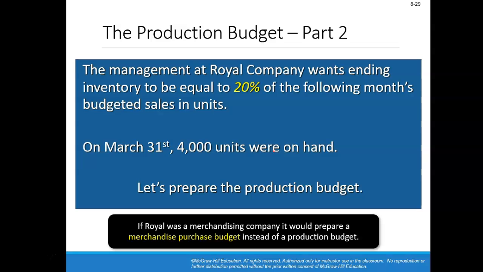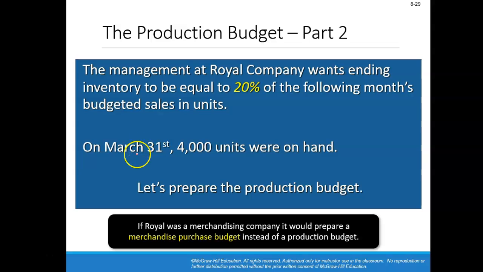So this says the management at Royal Company wants ending inventory to be equal to 20% of the following month's budgeted sales in units. So we're saying that we want to always have inventory on hand. We want to always have an ending inventory.